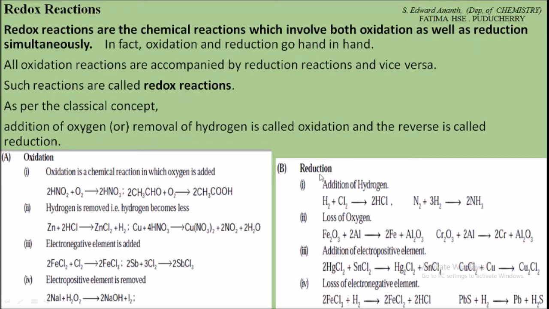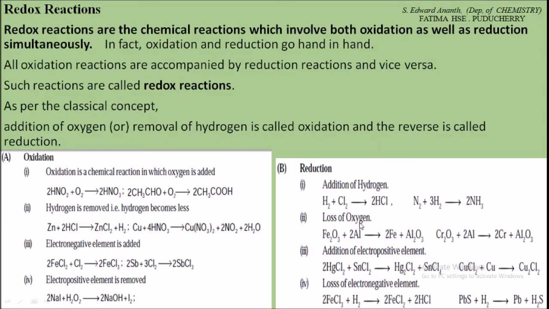Reduction. Addition of hydrogen is said to be reduction. So when hydrogen is added with chlorine, we get HCl. So addition of hydrogen. Nitrogen combines with hydrogen to form ammonia. So it is a reduction reaction.